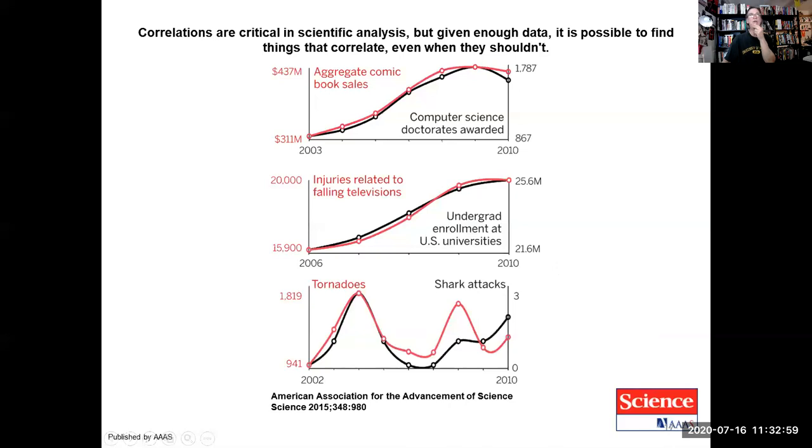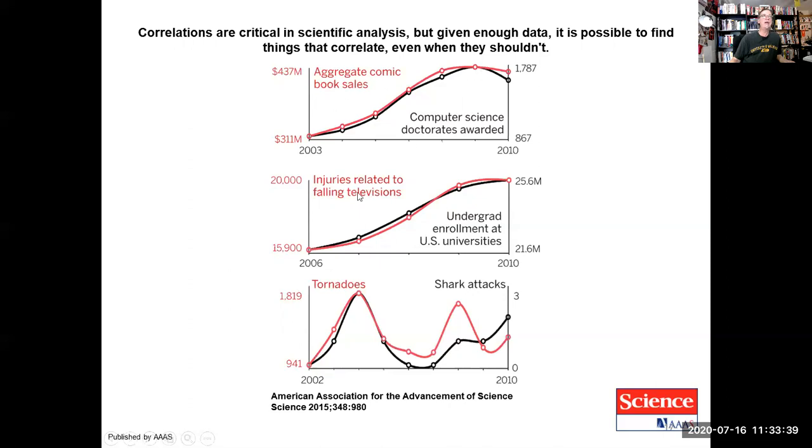Here's an example of big data research, where some actual correlations were found, and these are spurious. Some of this is a variable not measured. As comic book sales have gone up, more computer science doctorates have been awarded. Does this mean that reading comic books makes you more likely to go to graduate school and study computer science? Well, probably not. But the economy has expanded, the population has expanded, so that's what is driving this.